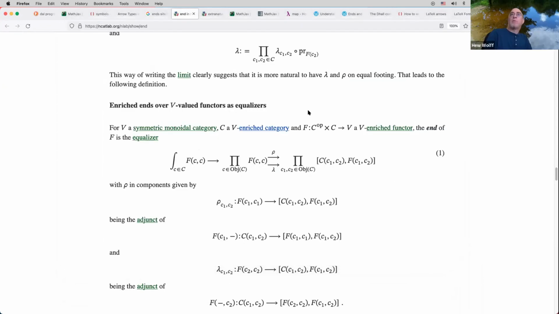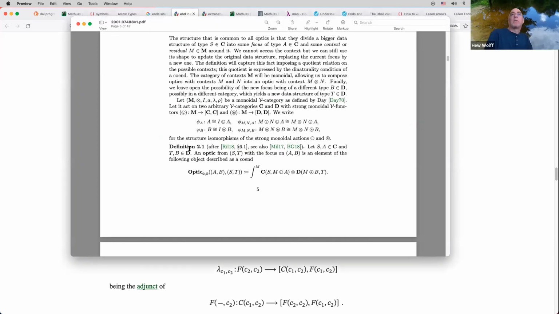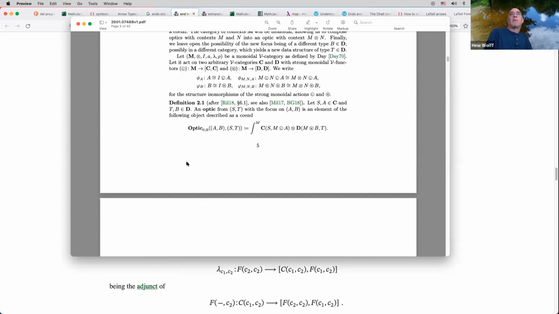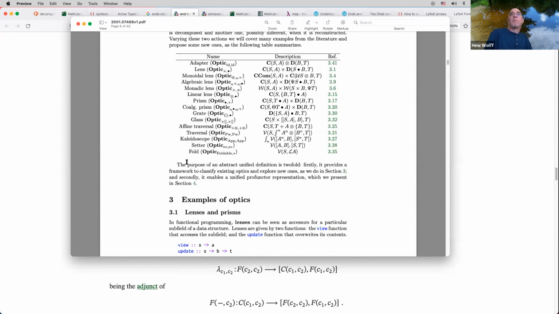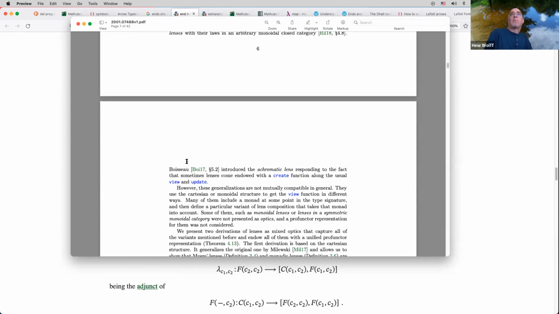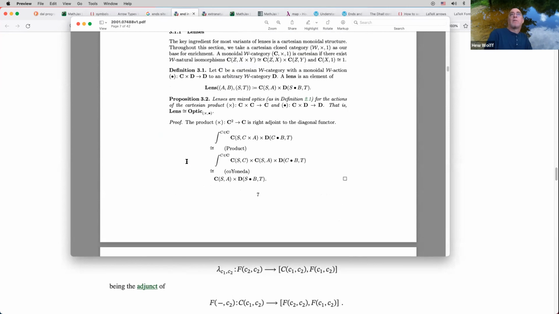From that point of view, it might make sense to look at this, because this whole idea of enrichment is related to ends and coends, which are a thing you often want to use in an enriched category. That's the sense that I get from the end. Yes, I would still be interested in looking back at those things.